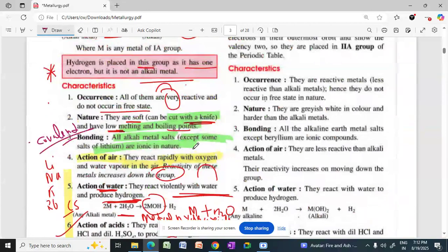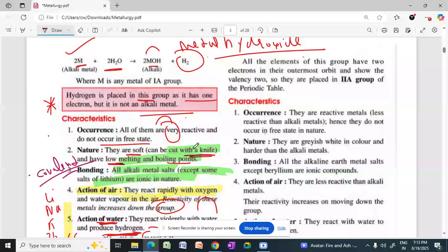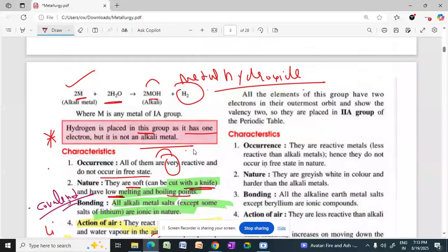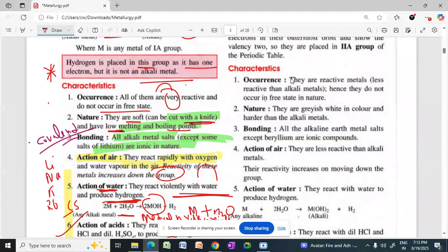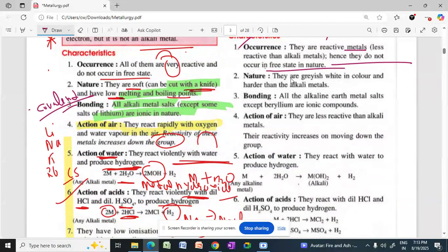Now we will see some of the reactions. Actually, they are group number 2 elements. They have 2 electrons in the outermost shell. What are their general characters? First, occurrence. They are reactive metals, hence do not occur in the free state in nature. Next, they are grayish white in color and harder than alkali metals. Important: they are harder than alkali metals.